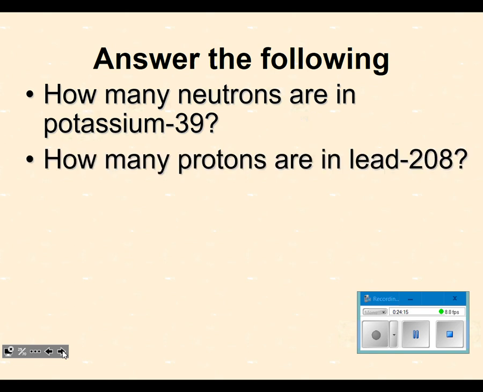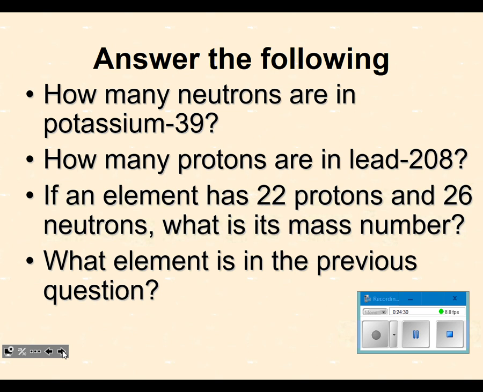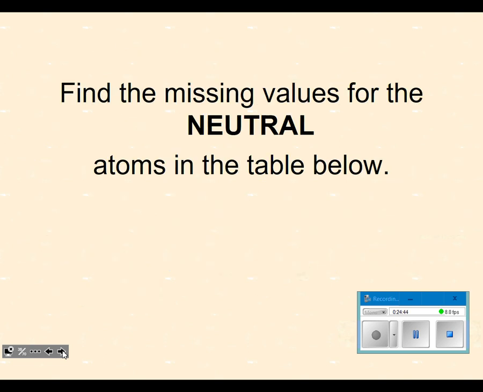How many protons are located in lead-208? Lead is Pb on the periodic table, so that would be 82. If an element has 22 protons and 26 neutrons, what is its mass number? Its mass number would be 22 plus 26, which is 48. What element is in the previous question? We look up the number of protons, and number 22 on the periodic table is titanium.